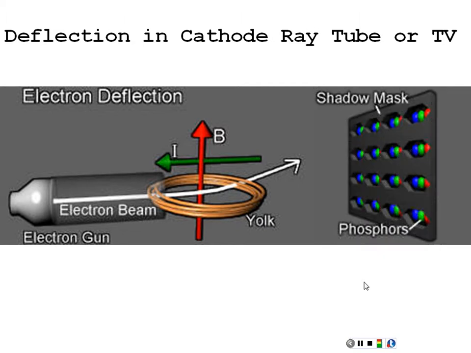Here's a deflection in a cathode ray tube, an old style TV set. You can use a magnetic field to deflect charged particles, an electron beam in this case, through a vacuum. As they encounter a phosphor on the screen, either red, green, or blue, depending on how many particles hit, the intensity would vary, and you can recreate a color picture on that screen. And that's basically the way that the old style color TV sets worked.